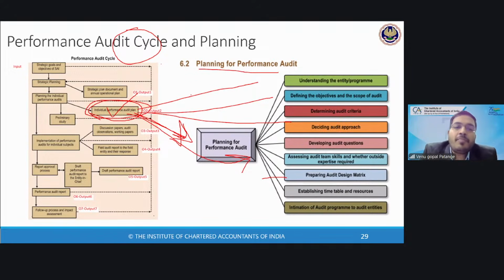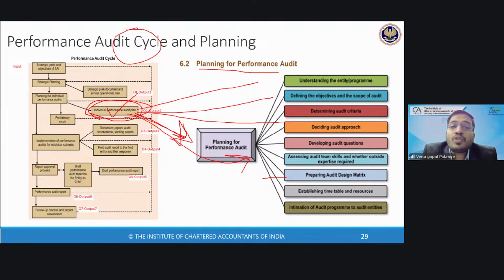Then you define the objective. Why are you doing the performance audit? If you don't define the objective and scope of the audit, then you are not doing justice. Are you going there for checking the performance of machines? Which machines? Which unit machines? It has to be clear. You are not just going there without an objective.